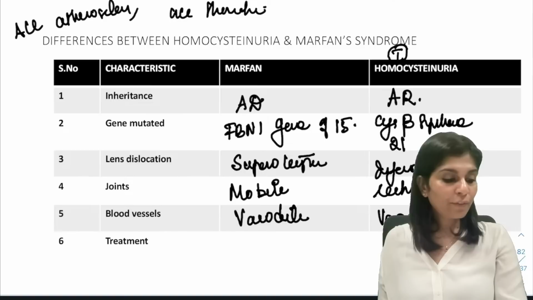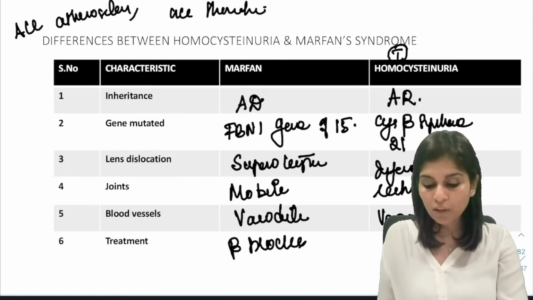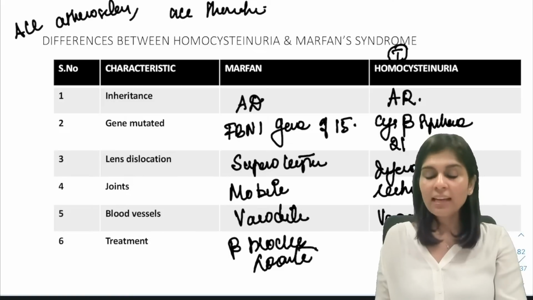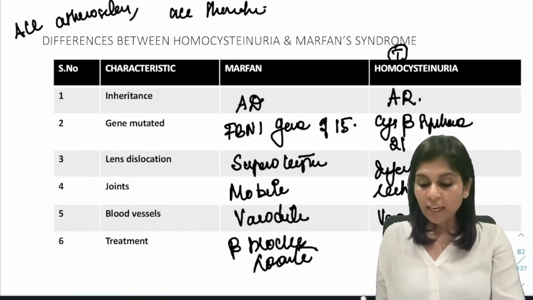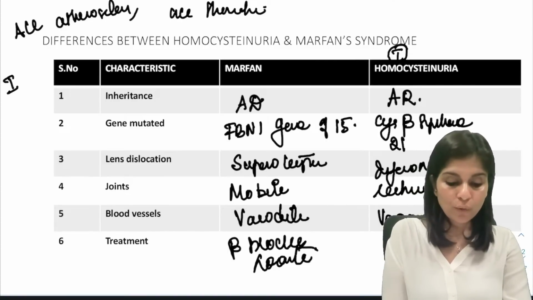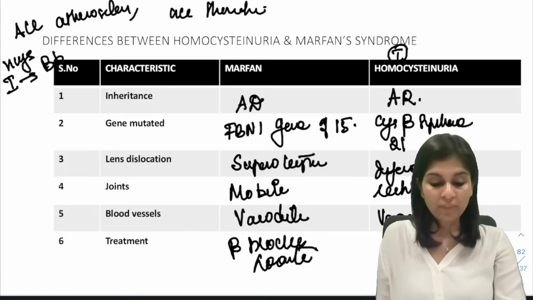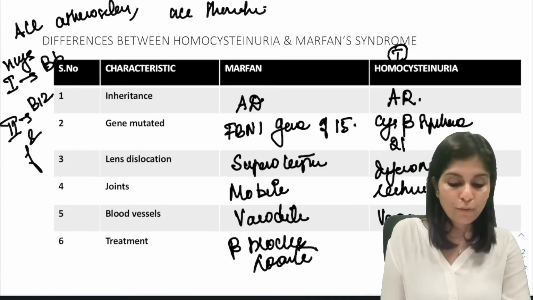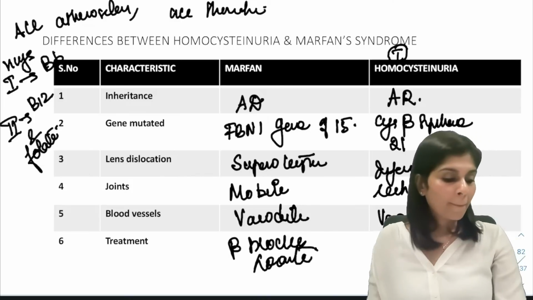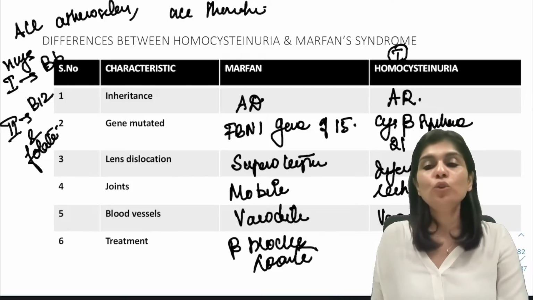Treatment, what will you give for treating Marfan syndrome? Just now I told you for Marfan syndrome it is beta blockers and losartan. Whereas homocystinuria, depending upon the type, you can treat the patient. If it is type 1 homocystinuria, the patient will respond to pyridoxal phosphate supplementation. If it is type 2 homocystinuria, they respond to B12 and folate supplementation. Got it? So that's about the differences between Marfan syndrome and homocystinuria.